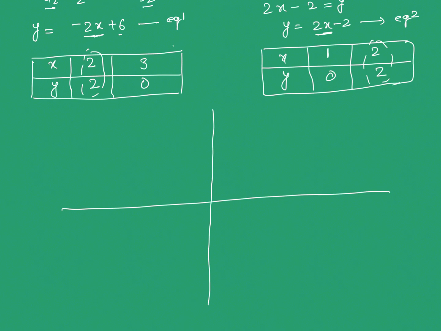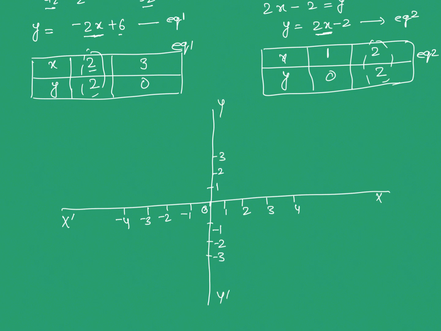Okay, so this is equation 1 and this is equation 2. And if we draw it on the graph, this will be 0, 1, 2, 3, 4. This is the x-axis, this is the negative x-axis, -1, -2, -3, -4. This will be -1, -2, -3. This will be 1, 2, 3. The y-axis, this is the negative y-axis.